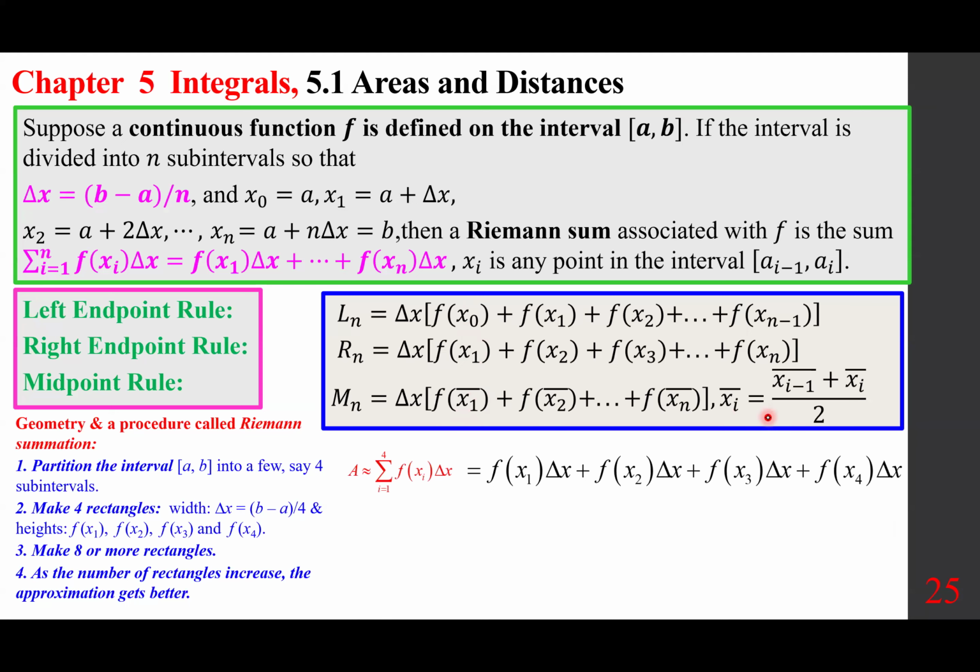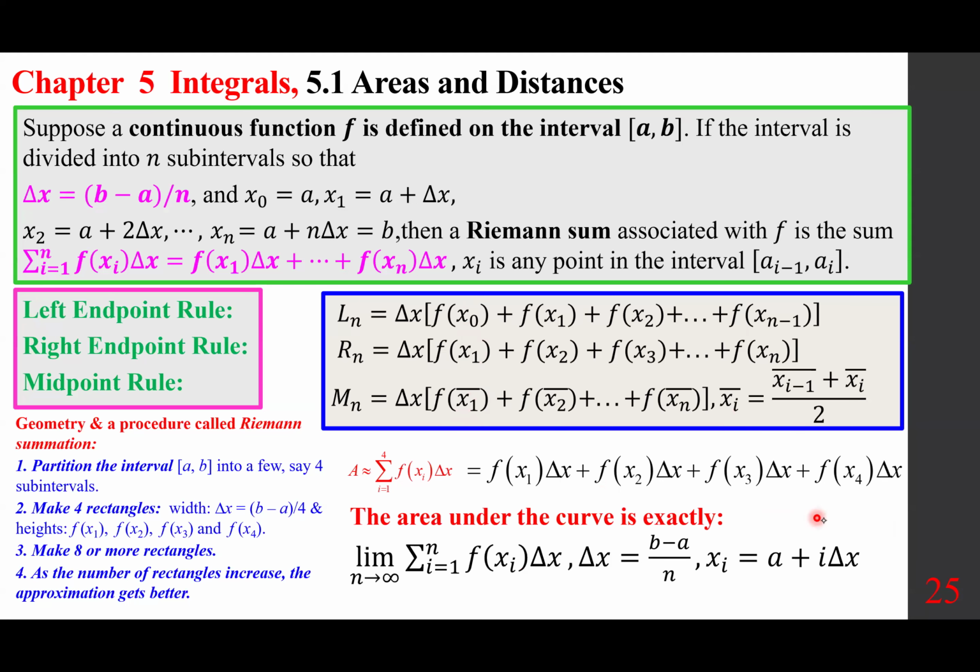Therefore, the area is approximated with this Riemann sum: f of x sub 1 times delta x all the way to f of x sub 4 times delta x. The area under the curve is exactly equal to the same thing if you take the limit and we let n go to infinity. So the summation i going from 1 to n of f of x sub i delta x, this limit is identical to the area by definition. So delta x is (b minus a) over n, and x sub i is a plus i delta x. What do we mean by this?